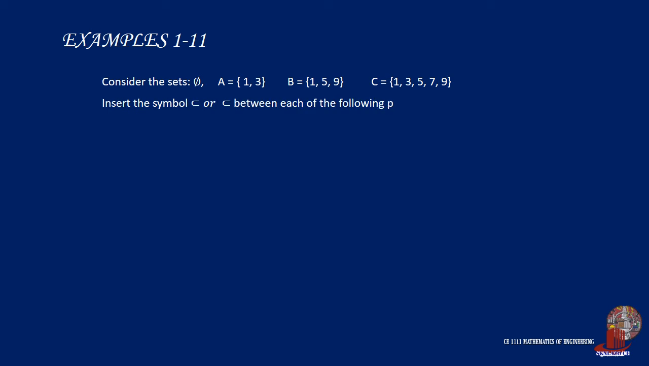Let's take some examples. Consider the sets: the empty set, set A with 1 and 3, set B with 1, 5, and 9, and set C with 1, 3, 5, 7, and 9. Insert a symbol between each of the following pairs of sets. First, between the empty set and B. The empty set would be a subset of B, as the empty set is a subset of every set.